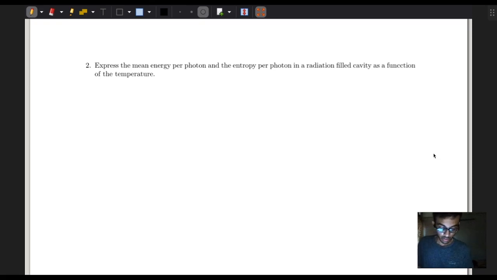So let's start from the beginning and try to calculate these quantities that we need here. We need the mean energy, and also the entropy per photon. So we would need the expectation value of energy, expectation value of n, and the entropy. So let's start from the beginning. Photons are bosons, and the number of photons is not conserved.